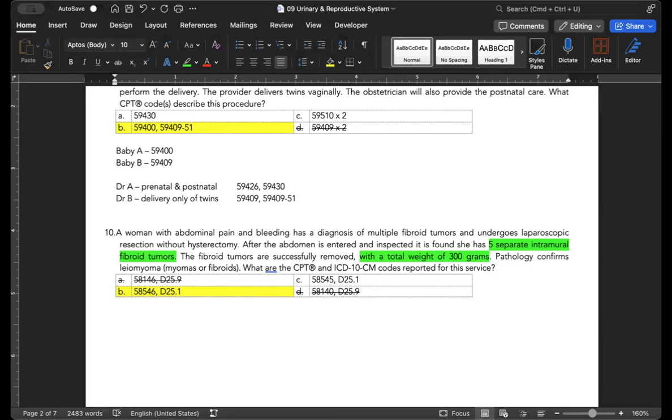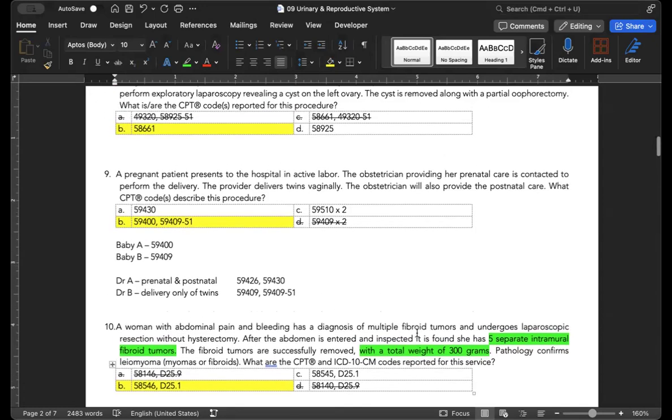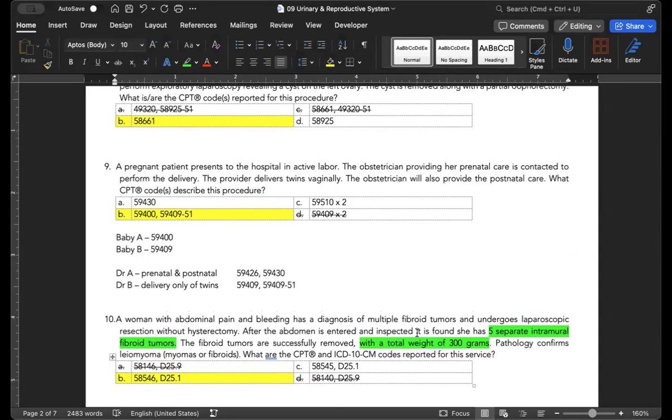I was wondering if we could backtrack to the pregnancy, to the delivery again. I have a question as far as the global packages. So in a normal case scenario, we would always use a global package, but you said in the case of the provider does the delivery on a separate day, then we wouldn't use the global package?